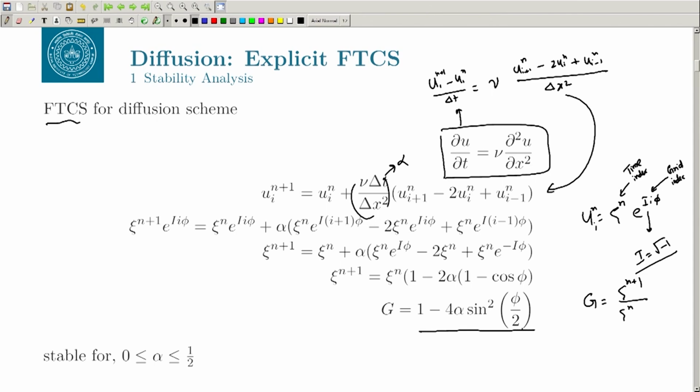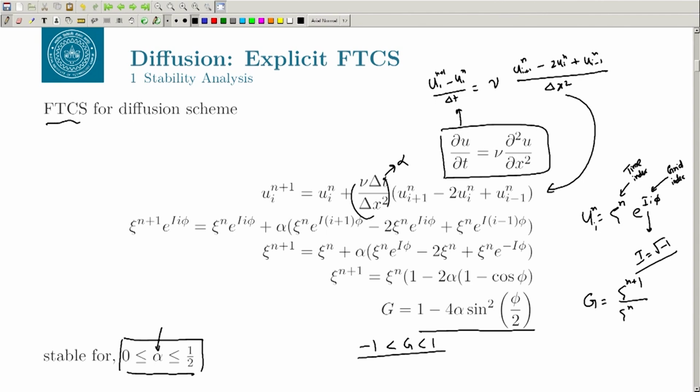And then you know that the magnitude of G cannot become greater than 1, so G should be between minus 1 and 1, and you will find out that this scheme, which is the FTCS scheme, is stable for alpha from 0 to 1 by 2. This is what we have seen earlier also while trying to solve our diffusion problem using the finite difference approach. We saw that when this diffusion number alpha goes greater than half, you start seeing some wiggles and quickly it becomes unstable.